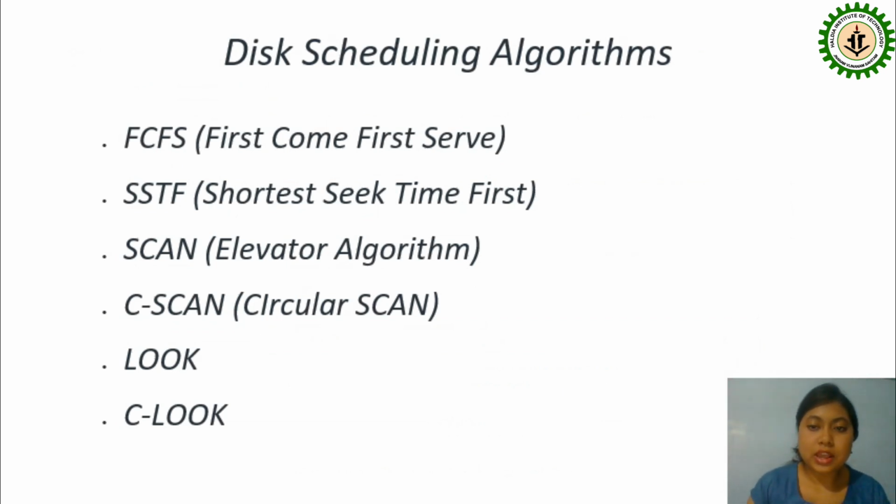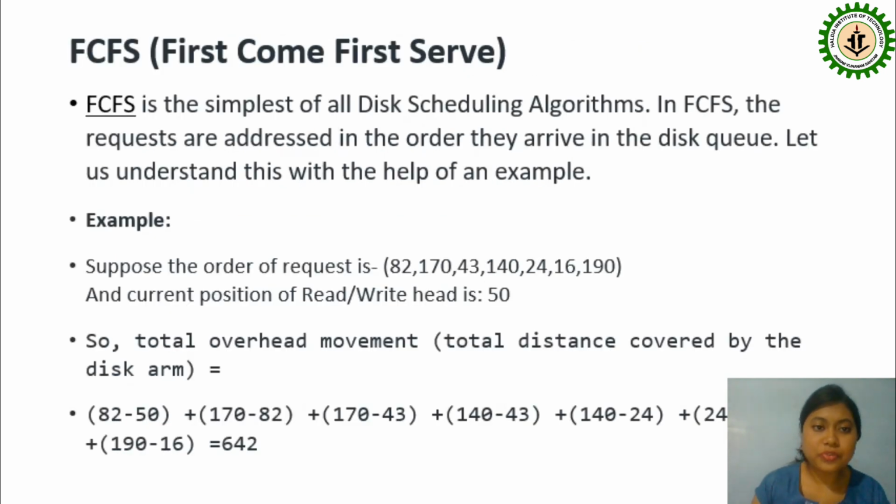Next, disk scheduling algorithms. There are six main disk scheduling algorithms: first come first served, shortest seek time first, elevator algorithm, circular scan, look, and circular look. First is first come first served. It is the simplest of all. Here the requests are addressed in the order they arrive in the disk queue.